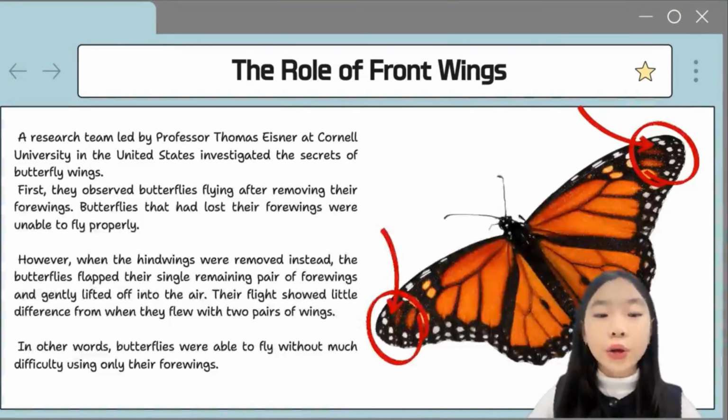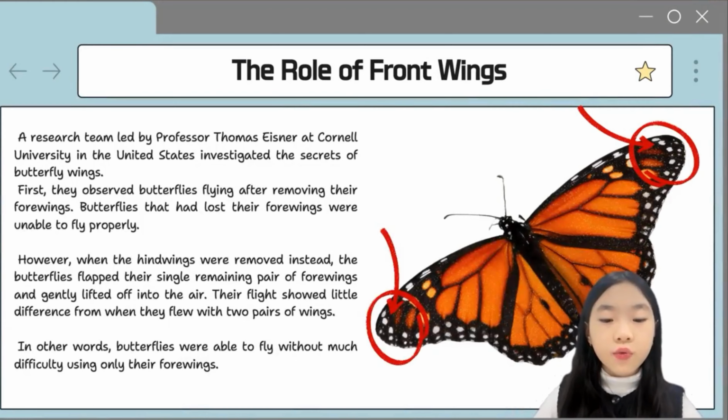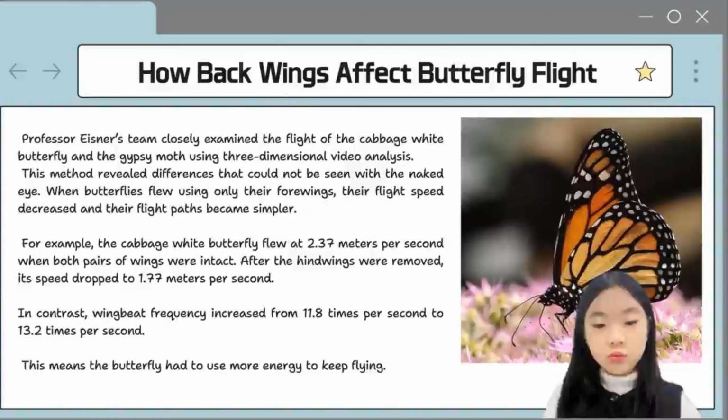Butterflies that had lost their forewings were unable to fly properly. However, when the hind wings were removed instead, the butterflies flapped their single remaining pair of forewings and gently lifted off into the air. Their flight showed little difference from when they flew with 2 pairs of wings. In other words, butterflies were able to fly without much difficulty using only their forewings.